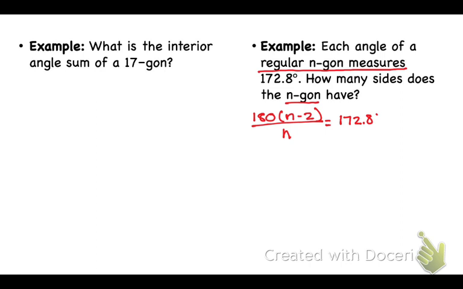Yes. Okay. So the first thing I need to do when I have division is get rid of it by what? Multiplying both sides by n. So that reduces out. Should I probably distribute the 180? Yeah. So 180n minus 360 equals 172.8n.